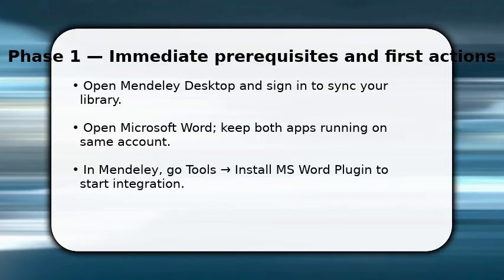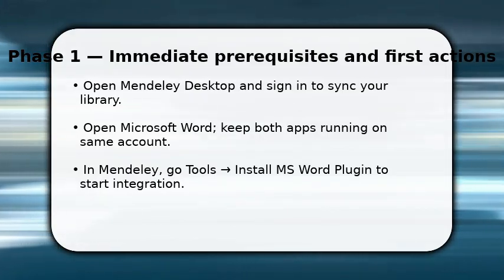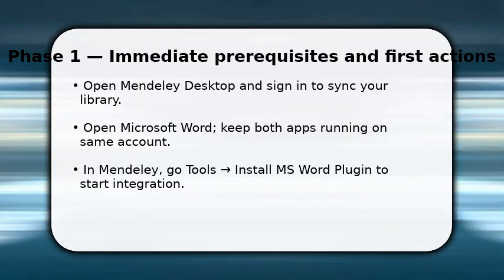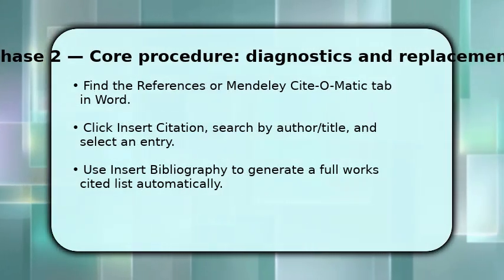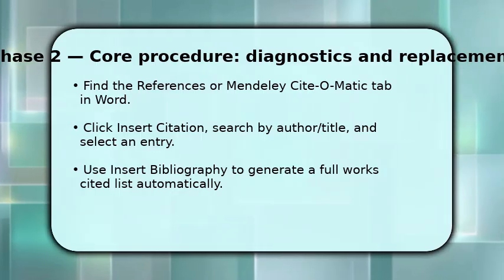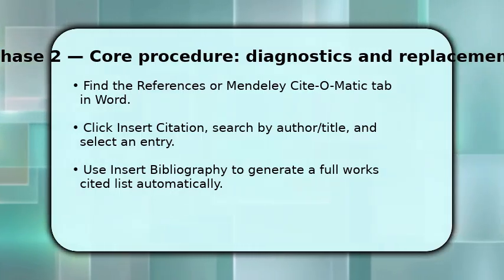You're doing this to let Word call citations directly from your Mendeley library, which saves manual formatting and keeps references consistent across documents. Once Word restarts, open your document and locate the References or Mendeley Cite-O-Matic tab. This is how Word talks to Mendeley.